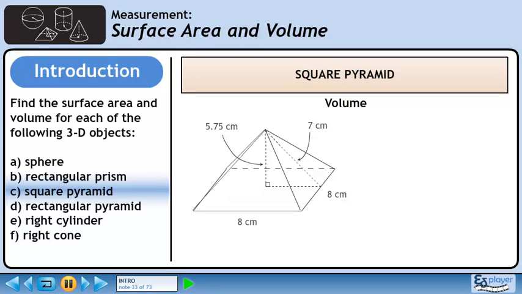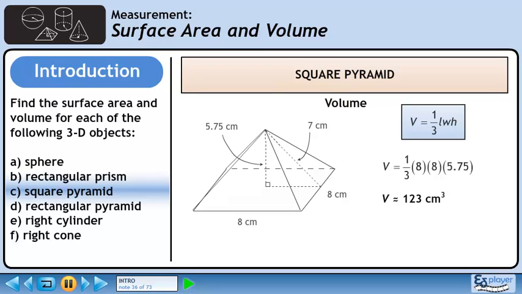Now we'll learn how to calculate the volume of the square pyramid. The formula is V equals 1 over 3 length times width times height. The length of the base is 8 centimeters, so plug in 8 for L. The width of the base is 8 centimeters, so plug in 8 for W. The height is 5.75 centimeters, so plug this in for H. The volume of the square pyramid is approximately 123 cubic centimeters.